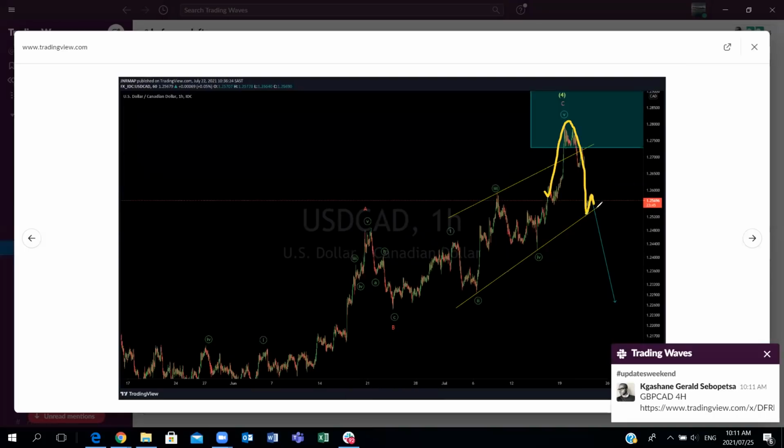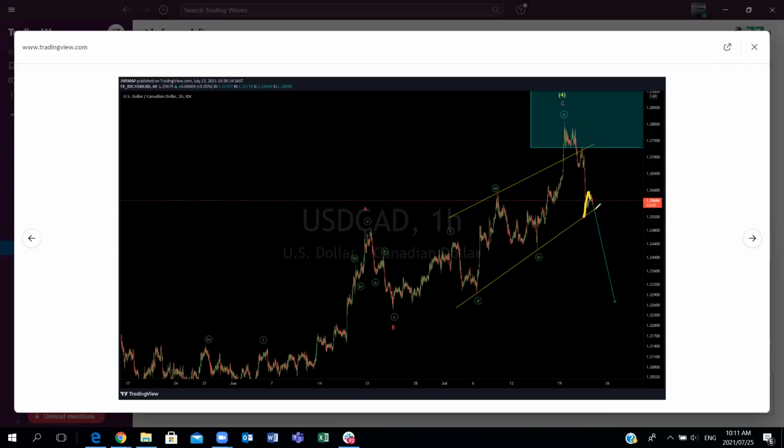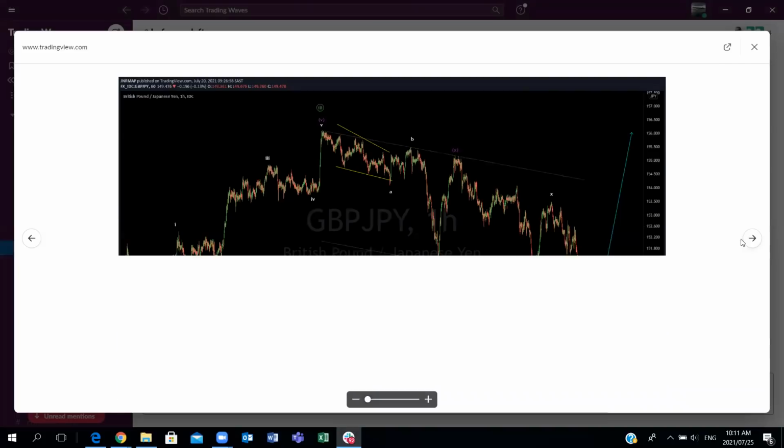We are currently here on USD CAD. It's not just going to go down in a straight line. Wait for a bit of a corrective structure here. Could pull back to around these levels before continuing to the downside. So that is EURCAD.